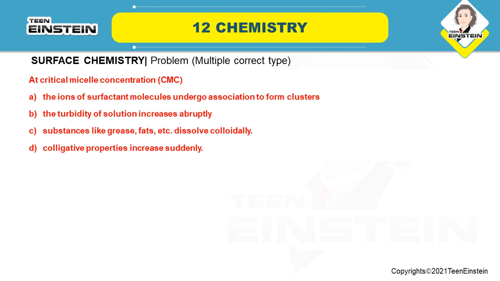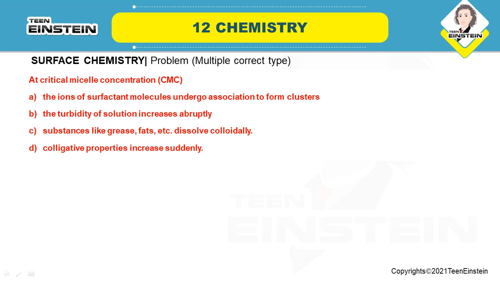We have a question here which is related to how CMC is dependent on the form, that is with some physical properties. The ions of surfactant molecules undergo association to form clusters. Now this statement is obviously correct because we have seen when we have discussed classification of colloid molecules, depending on the nature of the particles of dispersed phase. In that discussion, the last part is the aggregated particles, that is how micelle is formed.